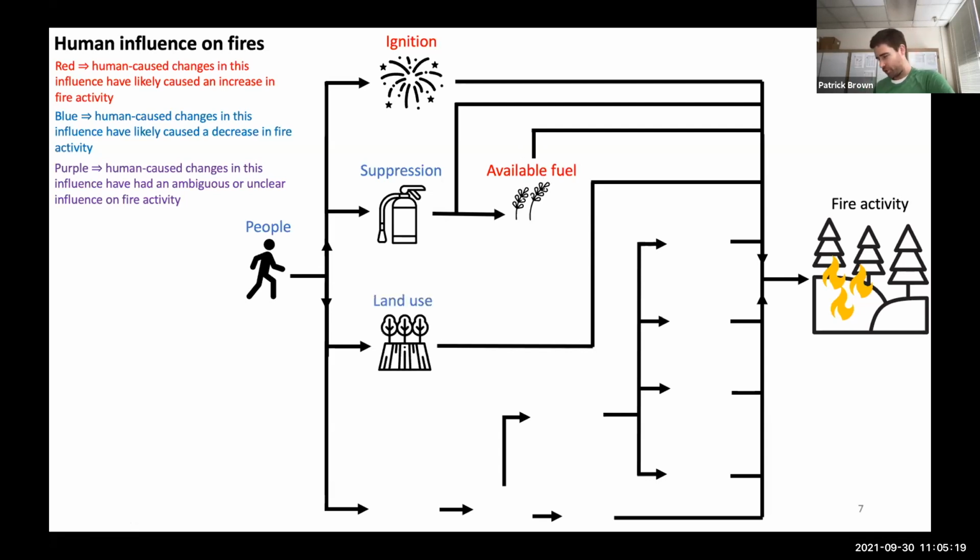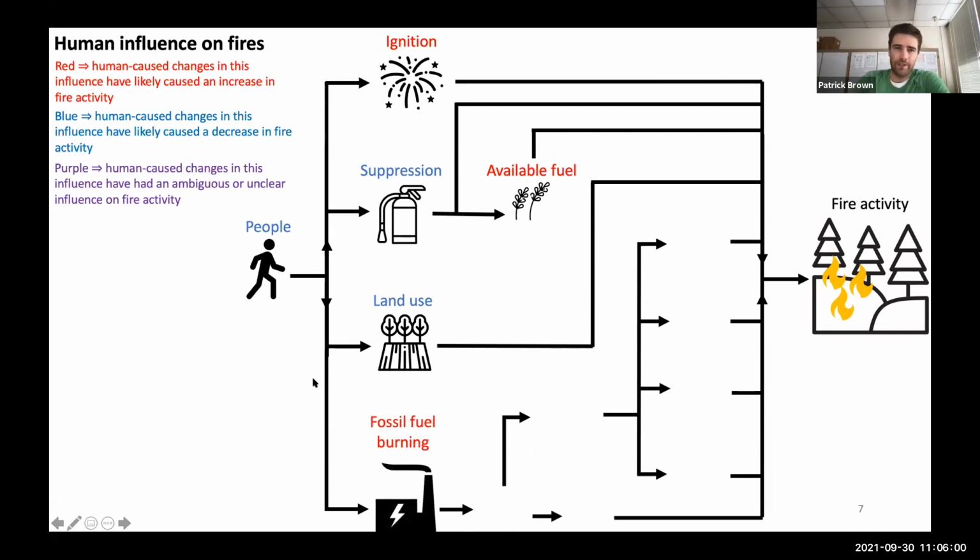Okay, land use. Humans have drastically altered the land globally, mostly in the form of converting forests to agriculture. And so that's blue, because agriculture, especially irrigated agriculture, does not burn nearly as much as a wild ecosystem. And also urban areas, things like that, are not going to burn nearly as much as a forest. So changing land use globally has caused a decrease in fire activity.